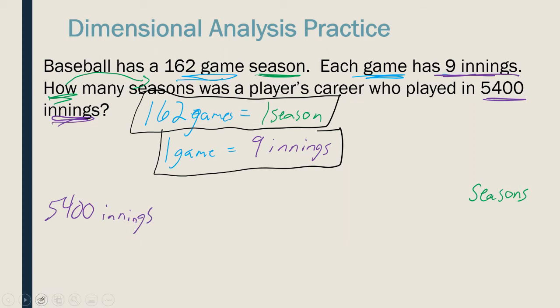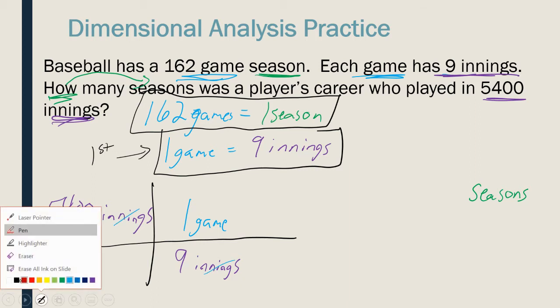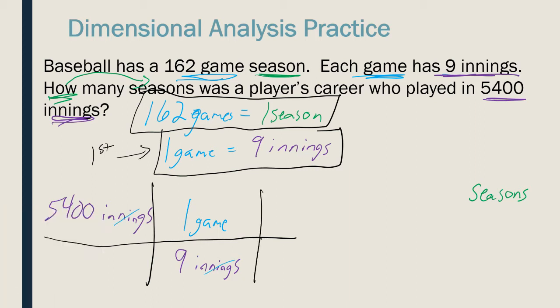All right. So we got to get rid of this purple innings. The only one of our 2 dominoes that has innings is this one, so we're going to use this one first. And we're going to put those innings in the denominator, the 9 innings. And that means we're going to have 1 game in the numerator because they go together. That's going to cancel our innings. It's not going to get us to seasons yet, but at least we got rid of innings.